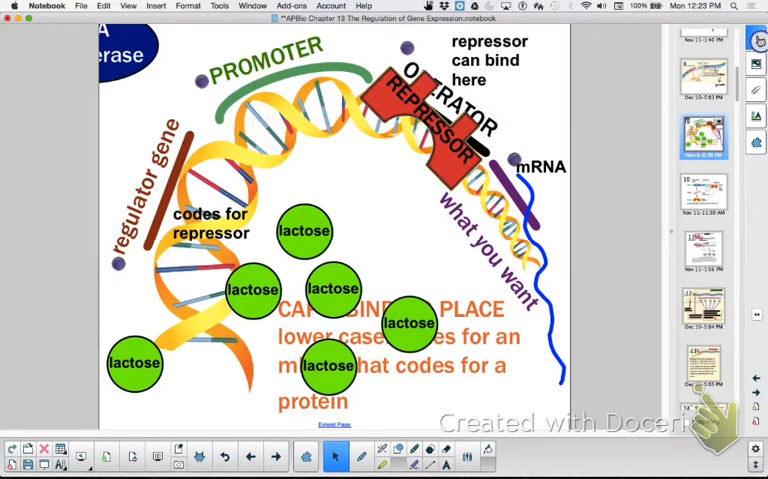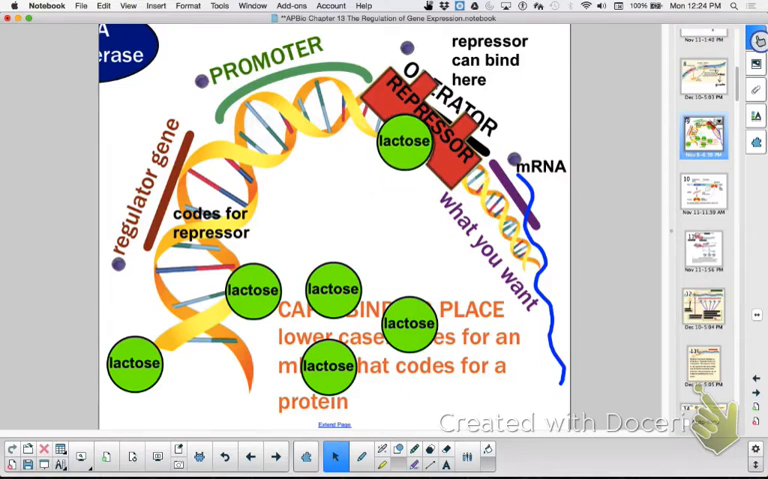What is lactose digested into? Lactose is a disaccharide. You know that. What is it digested into? Galactose and glucose. Good. So now I want to digest it. So now I need this gene transcribed and translated. I need the enzymes to digest lactose. Well, look what lactose does.